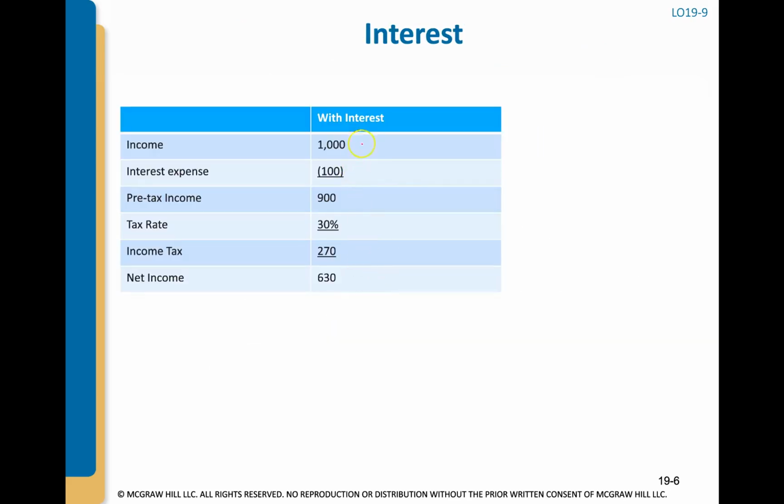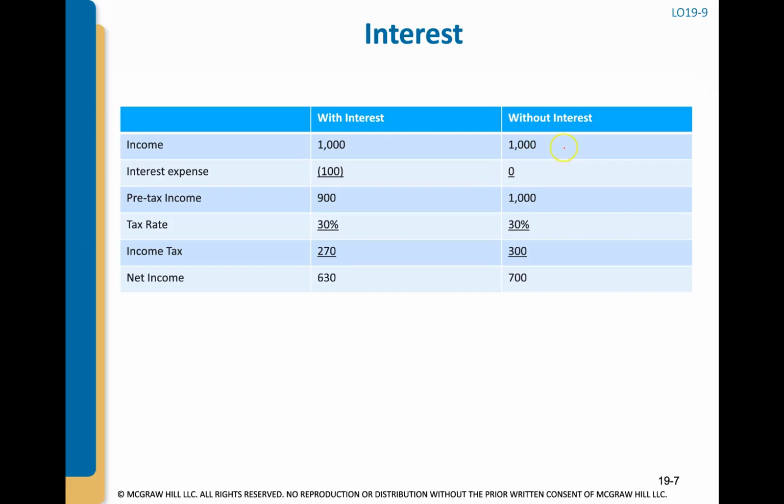Let's go through the interest calculation related to the conversion of bonds. I'm going through a super simple example, but you'll see why. Let's say we have a company with income of $1,000. They have interest expense of $100, so pre-tax income is $900. Tax rate is 30%, so their income tax expense is $270. So when you take the 900 minus your 270, your net income is now $630.